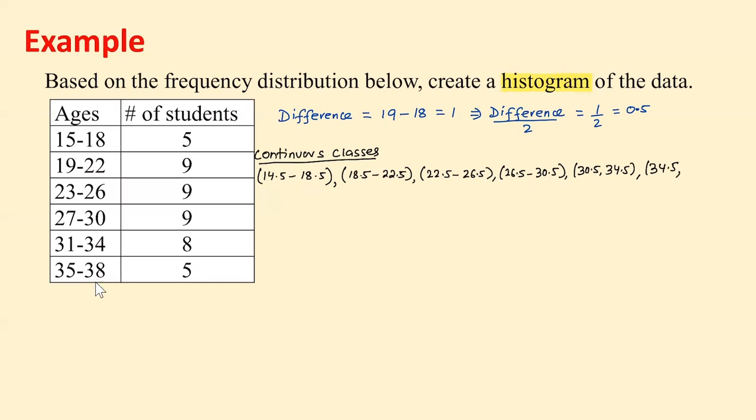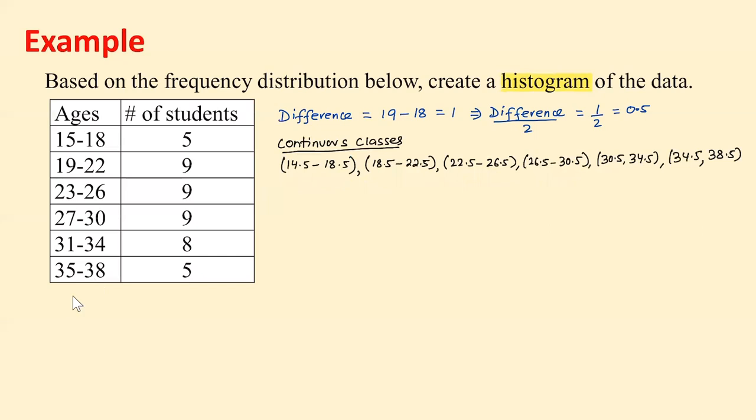And then if we add 0.5 to the upper limit, that will be 38.5. So that is the first step. In order to construct the histogram, the data must be continuous. So here we make the data continuous. So once we have the continuous data, now we can draw the axis to create the histogram.